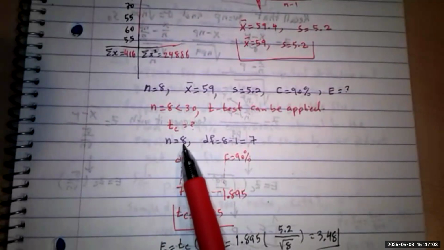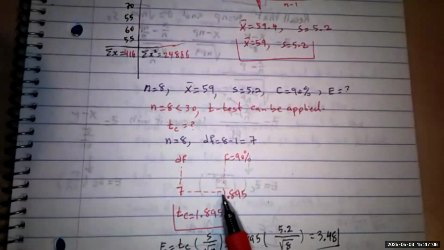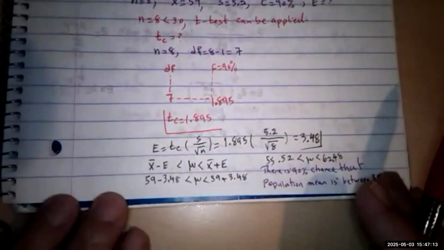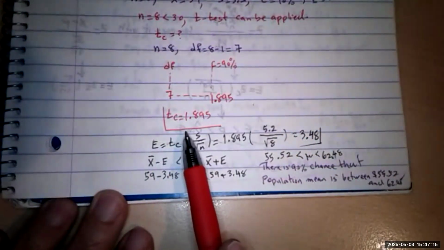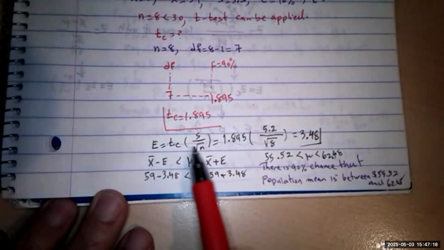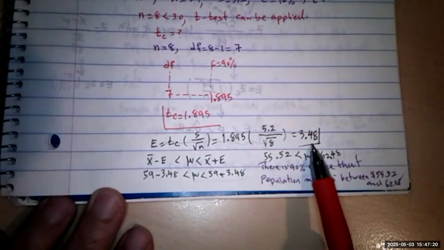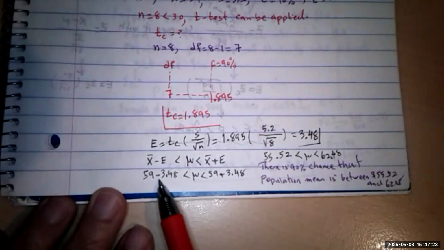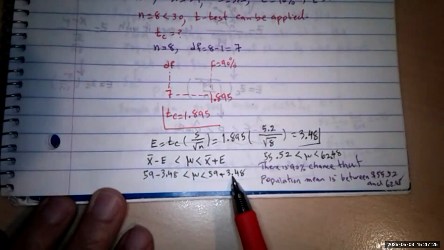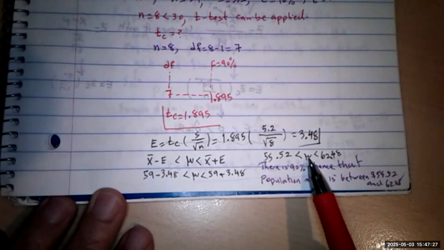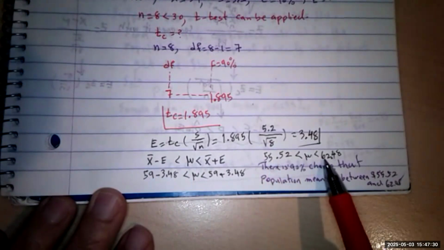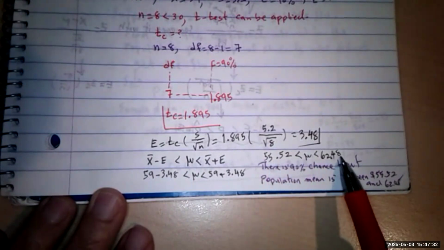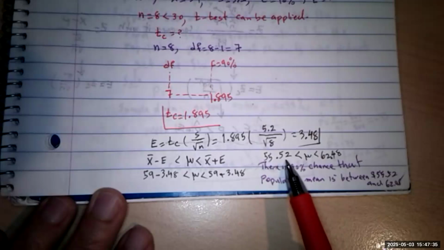Again, degree of freedom 8 minus 1, which is 7. You match it with the 90%, so that gives the TC of 1.895. We substitute and simplify to get a marginal error of 3.48, and then X bar minus E and X bar plus E. Eventually we get an interval between 55.52 and 62.48. So almost 56 and 63, if you like.